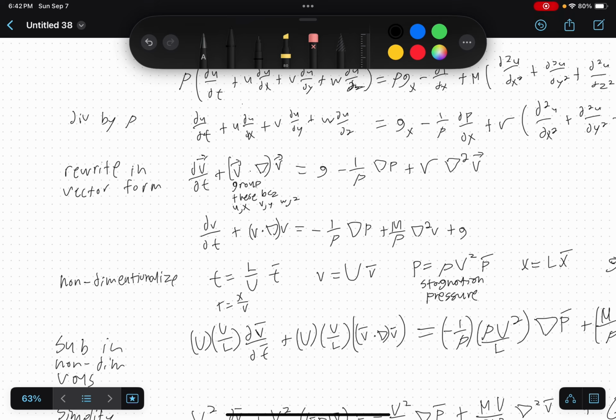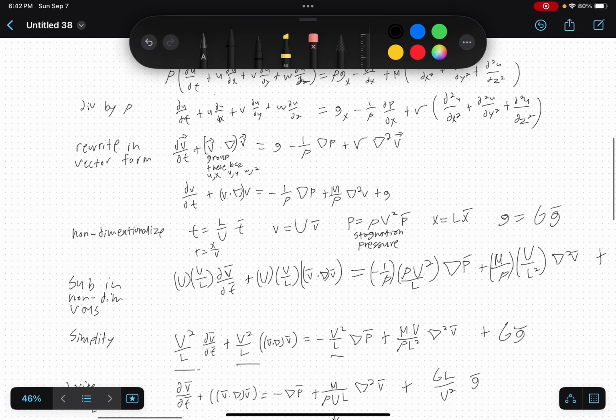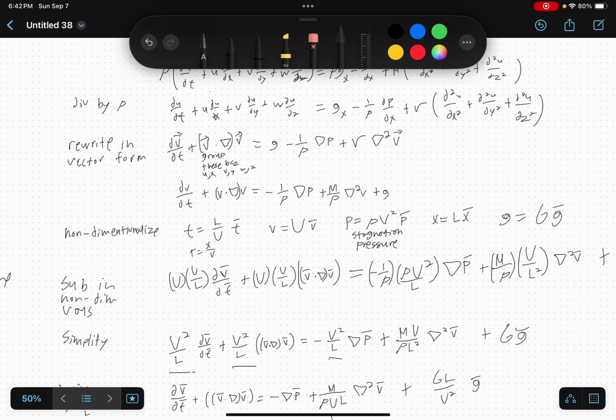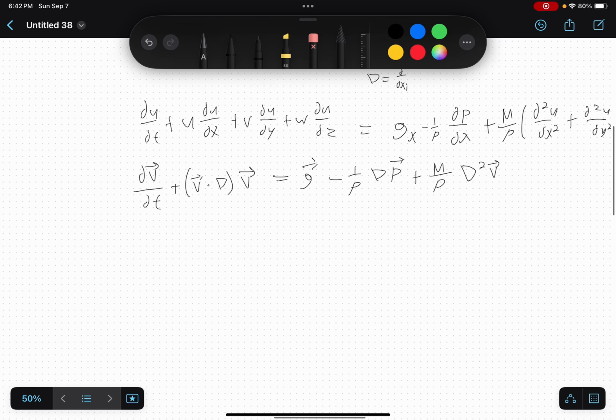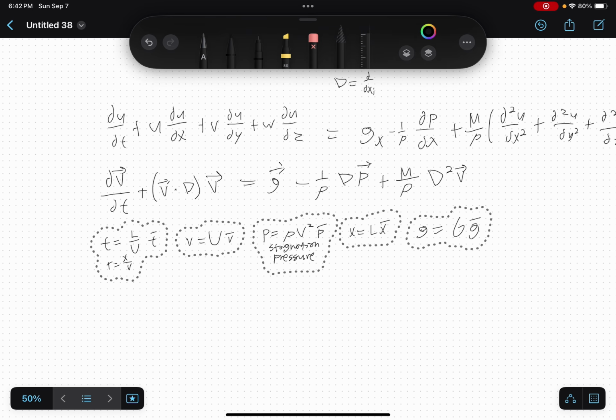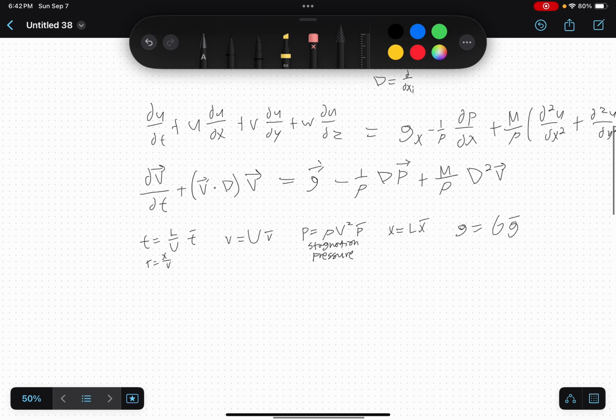Next step is to non-dimensionalize. I'm just going to copy these and move them over. Copy. Paste. So what do each of these mean? To non-dimensionalize, you effectively want to take the magnitude out of each number such that the variables range from like -1 to +1. So you take the magnitude out, basically.